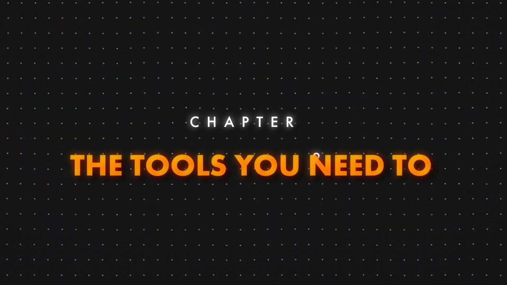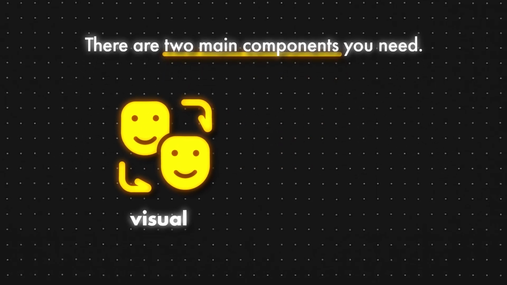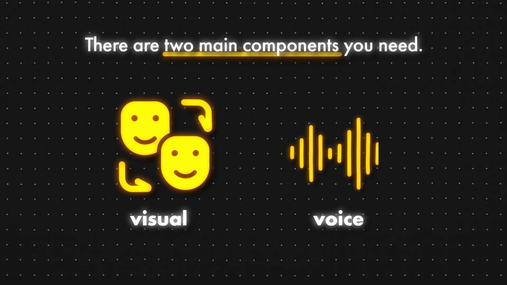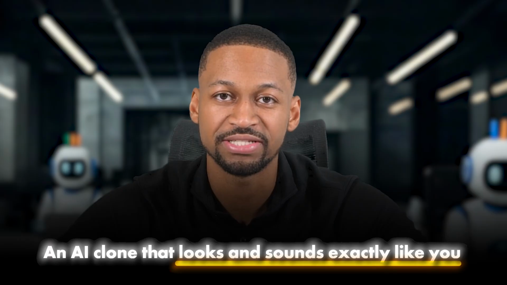Now that you understand what an AI clone is and why it matters, let me walk you through the exact tools we are going to use to build yours. Chapter 2, the tools you need to build your clone. To build an AI clone that looks and sounds like you, there are 2 main components you need. The first component is the visual part, which is your digital avatar that copies your face, your expressions, and your movements. The second component is the voice part, which is an AI copy of your voice that can say anything you type. When you combine a realistic visual avatar with a cloned voice, you get an AI clone that looks and sounds exactly like you.